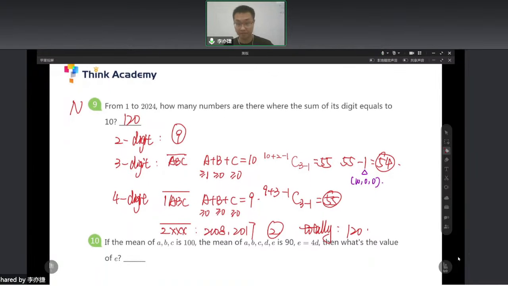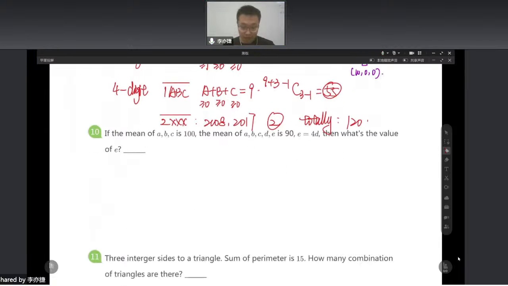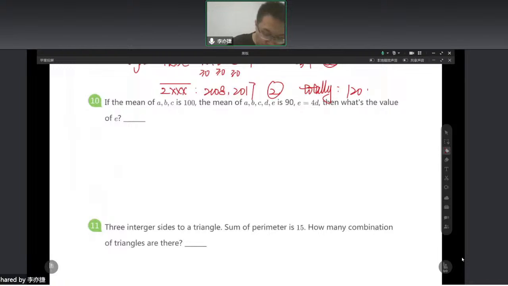Okay. Then move on. Question 10. Very easy question, right? As long as we see the mean, the average.